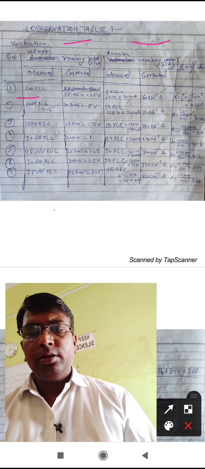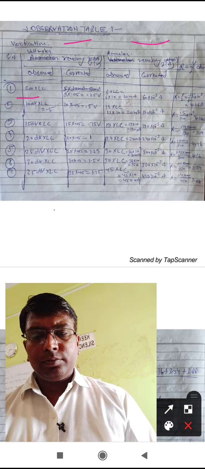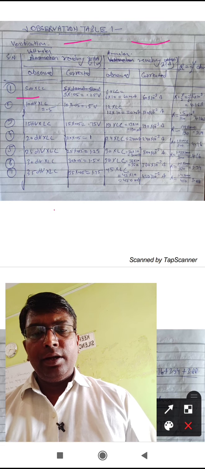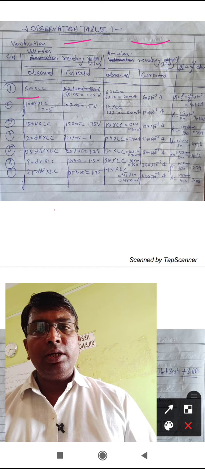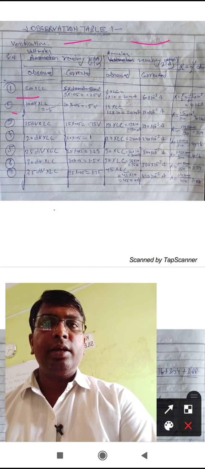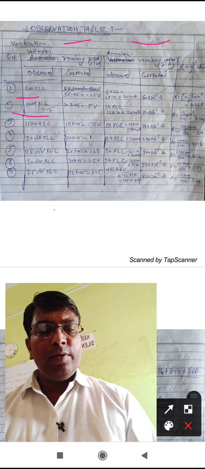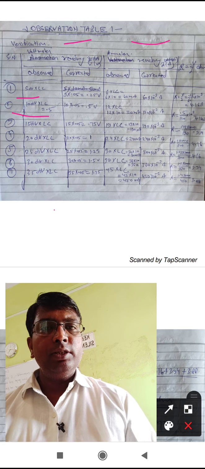For the second observation, the voltmeter has 10 divisions and the ammeter has 12 divisions, and multiply by the least count. Here the voltage is 0.5 volt and the current is 120 milliampere. That is the second observation. And the resistance is given by 0.5 upon 120 multiplied by 10 to the power 3. So that is 4.16 ohm.